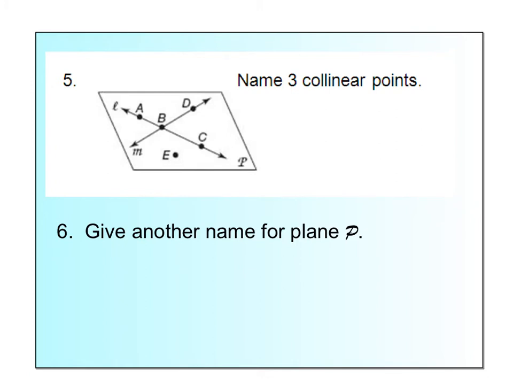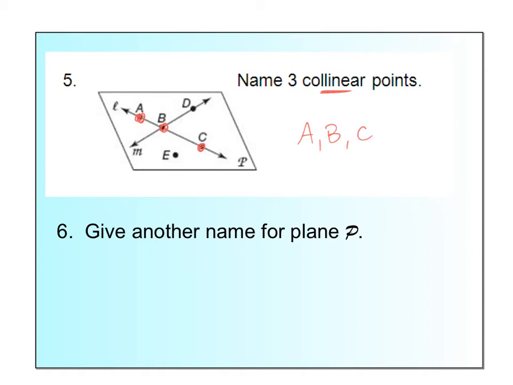Name 3 collinear points. That means 3 points that are right in a line. And so the 3 that I see are A, B, and C. See how those are in a nice straight line? You list them with capital letters and commas. Those are the 3 collinear points.